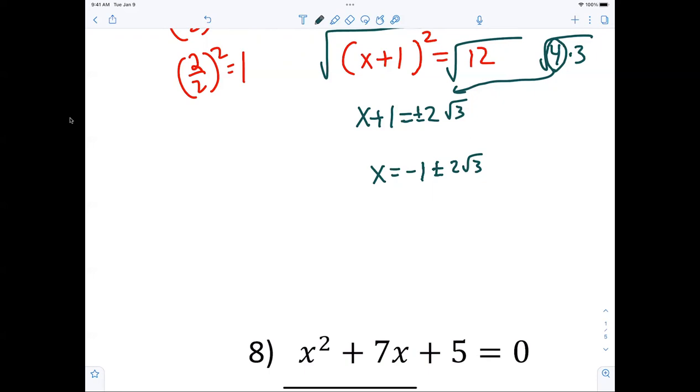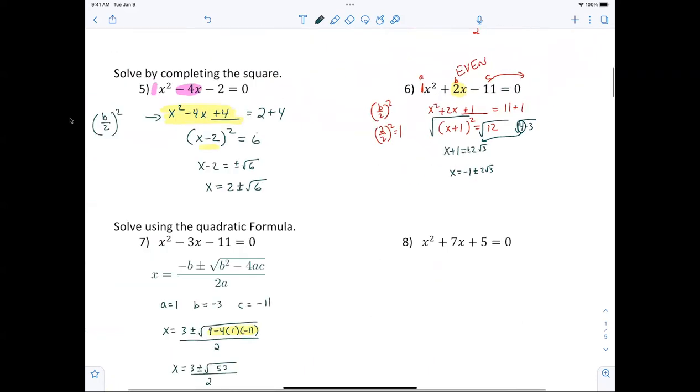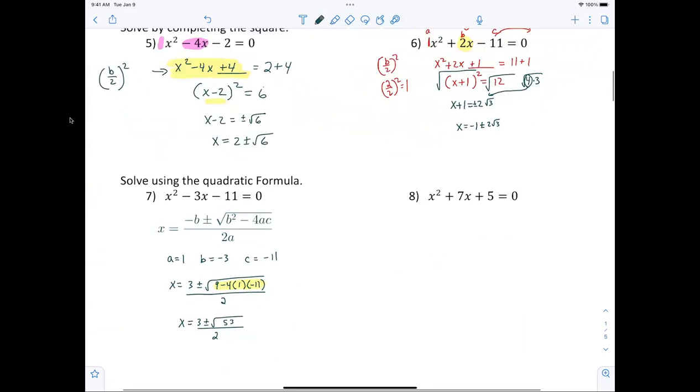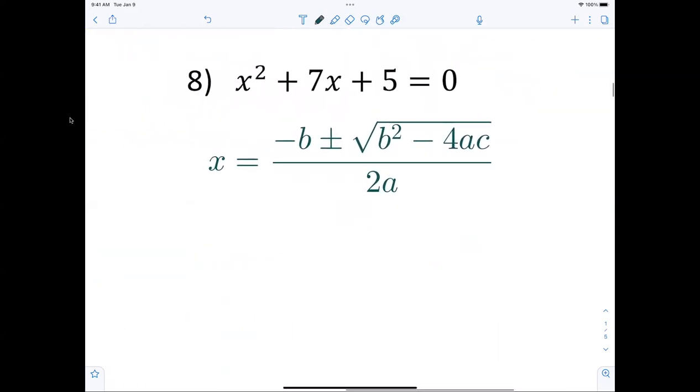Now, the next one that's kind of annoying is the quadratic formula. Those of you who forgot the quadratic formula, I'll write it up here just so you can see it. Negative b plus or minus the square root of b squared minus 4ac, all over 2a.